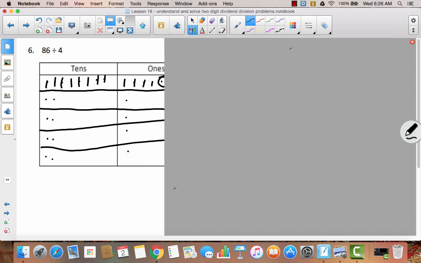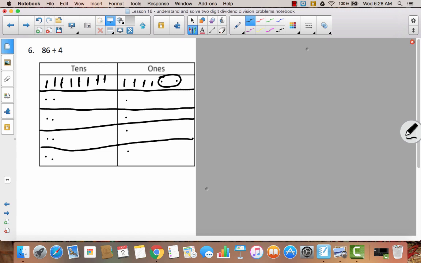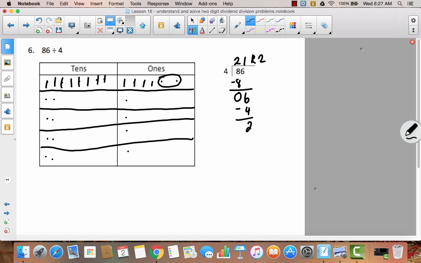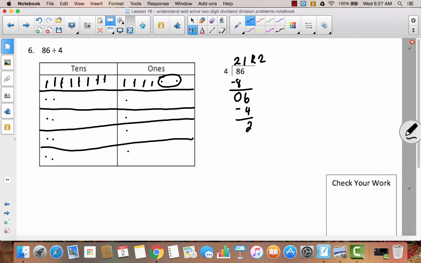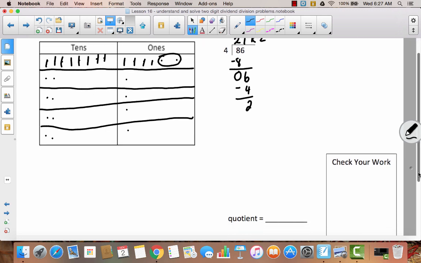When I did that, I ended up with 1 in each group, and I had 2 left over. So then I went to my long division problem, and I showed where I took my 6 ones and divided them by 4. I had 1 in each group, and 1 times 4 was 4. So when I took away the 4 that I distributed, I had 2 left over. That's because I had a remainder of 2. So my answer would be 21, remainder 2.